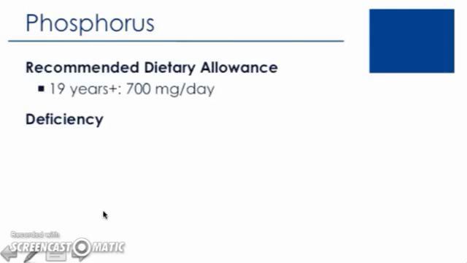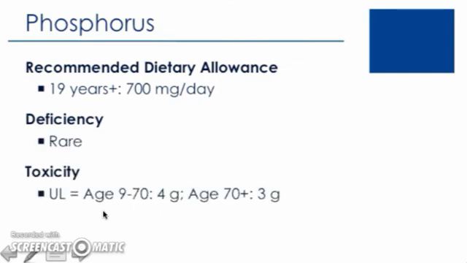We see here the RDA for phosphorus is 700 milligrams per day. Deficiency of phosphorus is low, so it's fairly uncommon to have deficient body stores of phosphorus. We see the tolerable upper intake level of phosphorus being 4 grams in most life stages and age groups. However, for the elderly, the UL would be 3 grams per day.